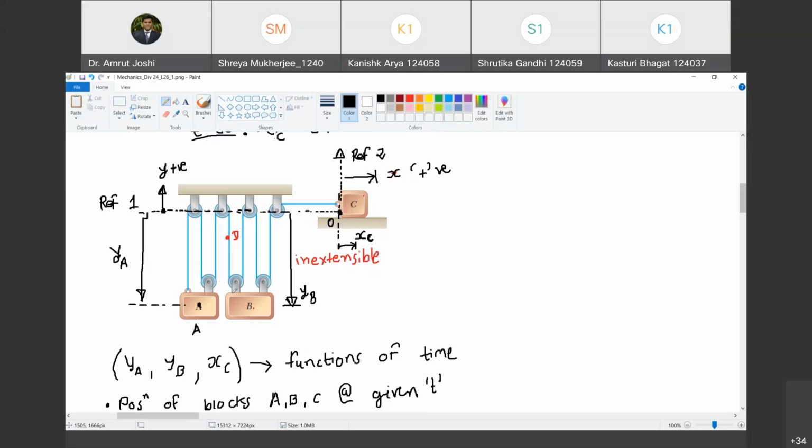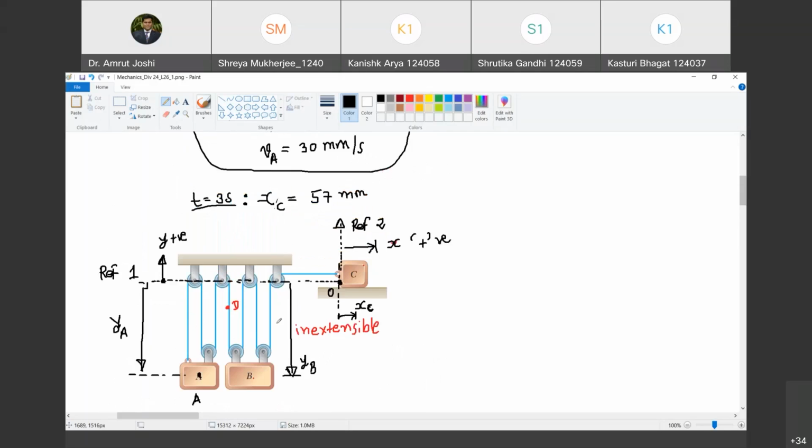Yes, Kanishk. So will it be the mass of A, B, and C? Yeah, but it is not connected to YA, YB, XC. I said something connected to YA, YB, and XC, which is independent of time. So will it be the length of the wire? Yes, precisely. I'm very happy that you answered this.